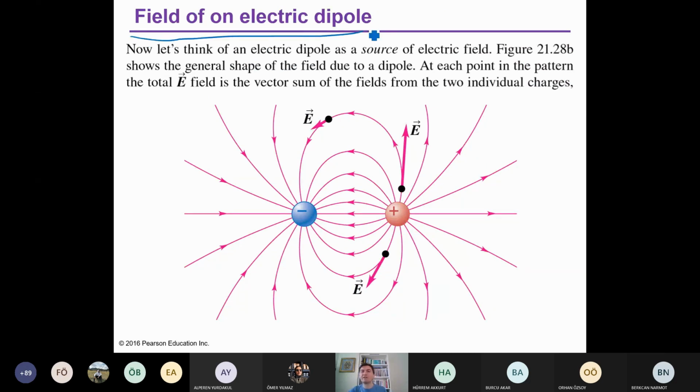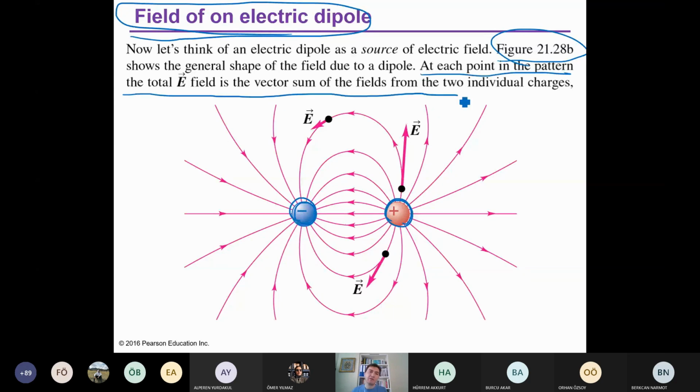What about the field of an electric dipole? I have already shown you in this figure in the previous transparency. I am using the same figure here. Here we have the negative charge, here we have the positive charge, okay? And we have the field lines of an electric dipole. At each point in the pattern, the total electric field is the vector sum of the fields from the individual charges. I have already done this. So if you would like to calculate the electric field in this direction, the direction will be tangent to the field line.